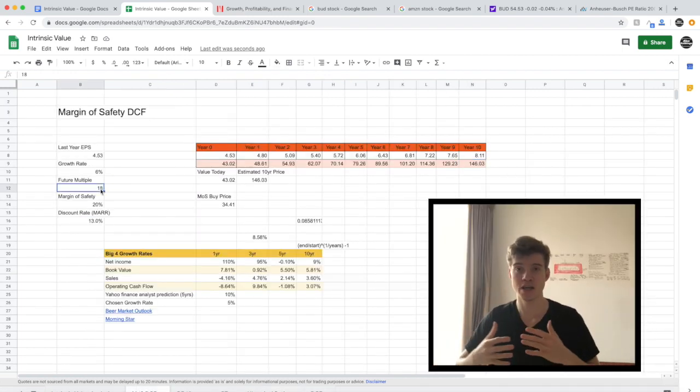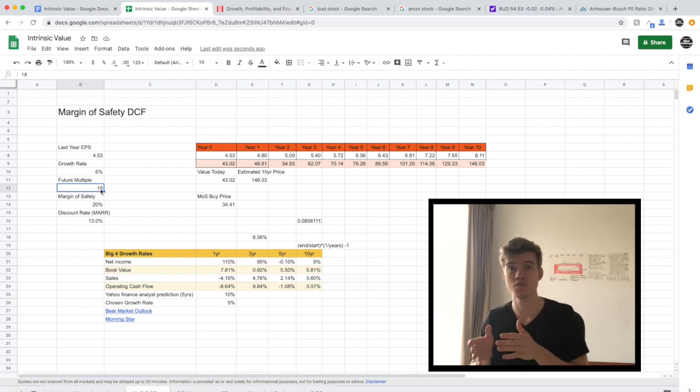But one thing to take into account when you're actually using the future multiple is that the multiple of a company, like I said before, does have a lot to do with their growth rate. And so one thing that Phil Town says in his book is that one way to figure out this future multiple is to just double the growth rate, because from his experience, that's what he's found to work out for the actual multiple. So if it's growing at 6%, you want to use a price to earnings multiple of around 12.